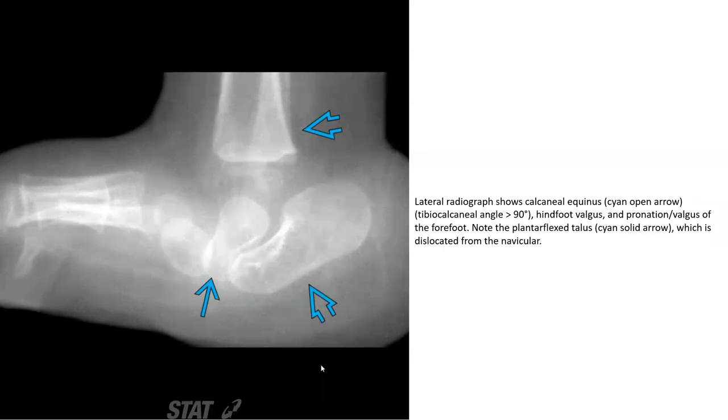Lateral radiograph shows calcaneal equinus, hindfoot valgus, and pronation valgus of the forefoot. Note the plantar flexed talus, which is dislocated from the navicular.